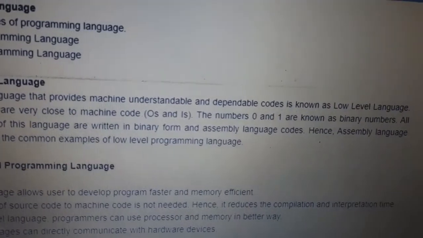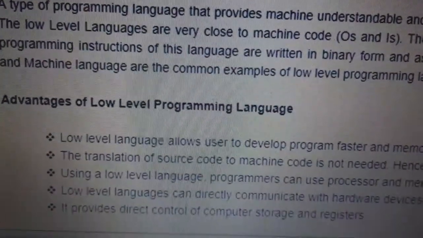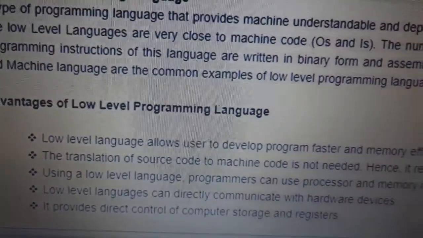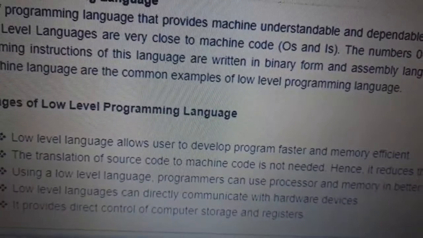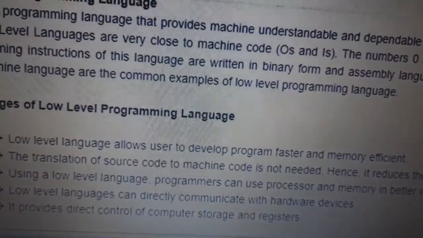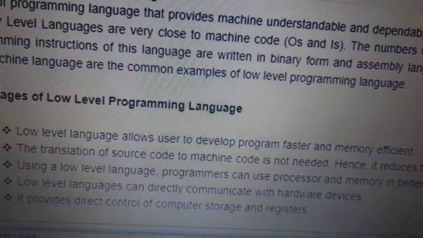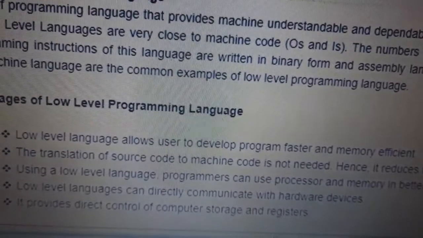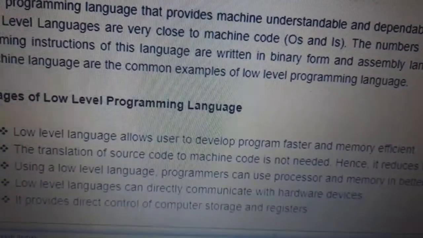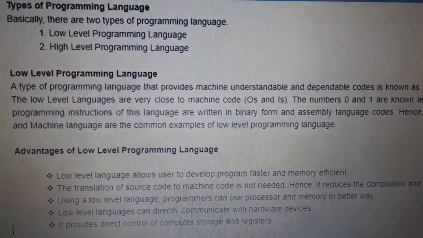Let's see advantages of low level programming language. Low level language allows user to develop programs faster and memory efficient. Low level languages can directly communicate with hardware devices. And also it provides direct control of computer storage and registers. Okay, and high level programming language.